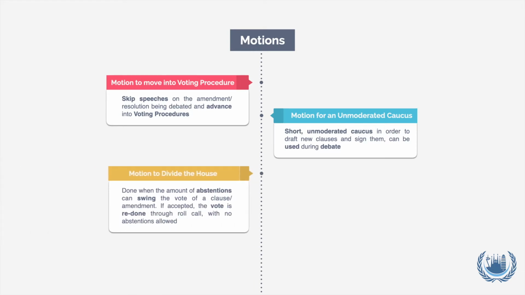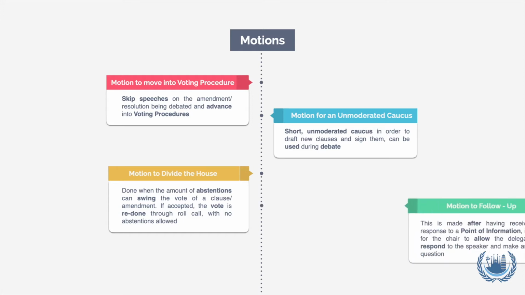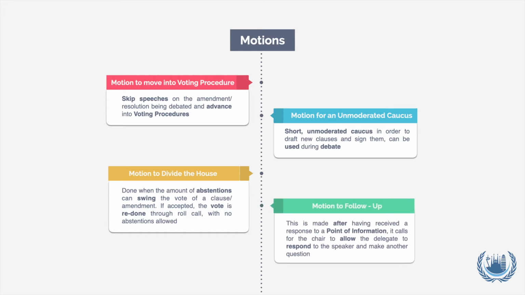Motion to divide the House. This is called when the amount of abstentions can swing the vote of a clause or amendment. If accepted, the vote is redone through roll call with no abstentions allowed. Motion to follow up. This is made after having received a response to a point of information. It calls for the chair to allow the delegate to respond to the speaker and make another question. Whether it is in order is at the chair's discretion.